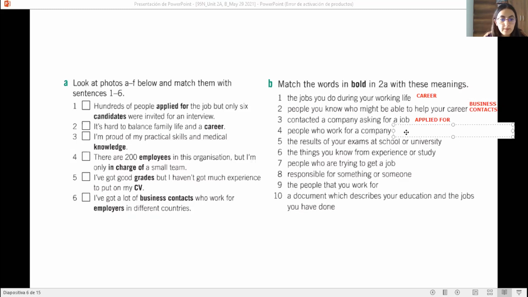Employees. Exactly, employees. Employees, thank you. Number 5, the result of your exams at school or university. Yes, thank you, Sammy. Who else? Number 5.